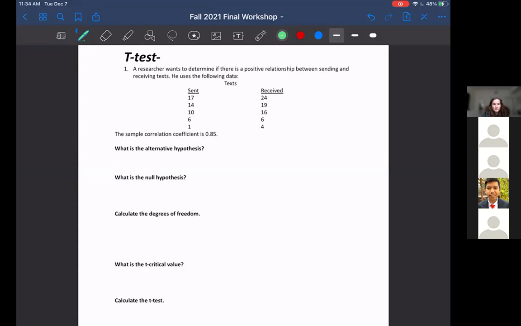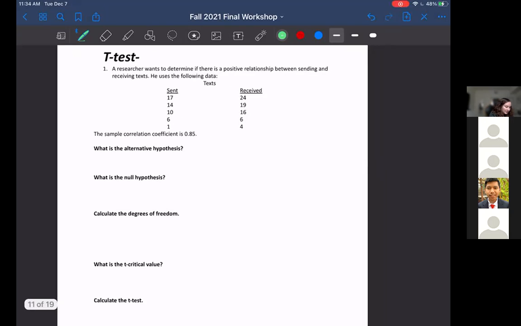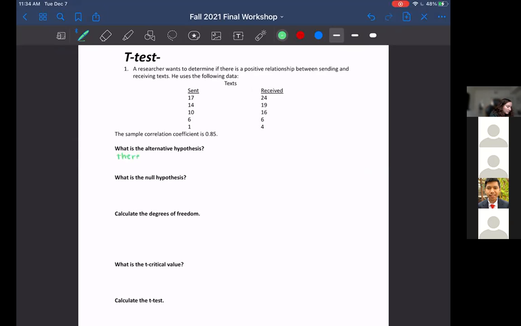Okay, so knowing that, the answer could only be there is a relationship between sending and receiving text, or there is a positive relationship between sending and receiving text. So the correct answer is that there is a positive relationship between sending and receiving text. Can anyone tell me why that would be the correct answer? Because they're trying to determine if there is a positive relationship. It's in the question. So after you do all the research, you pick one of them, and the alternative is there's an effect. So that would be the answer.